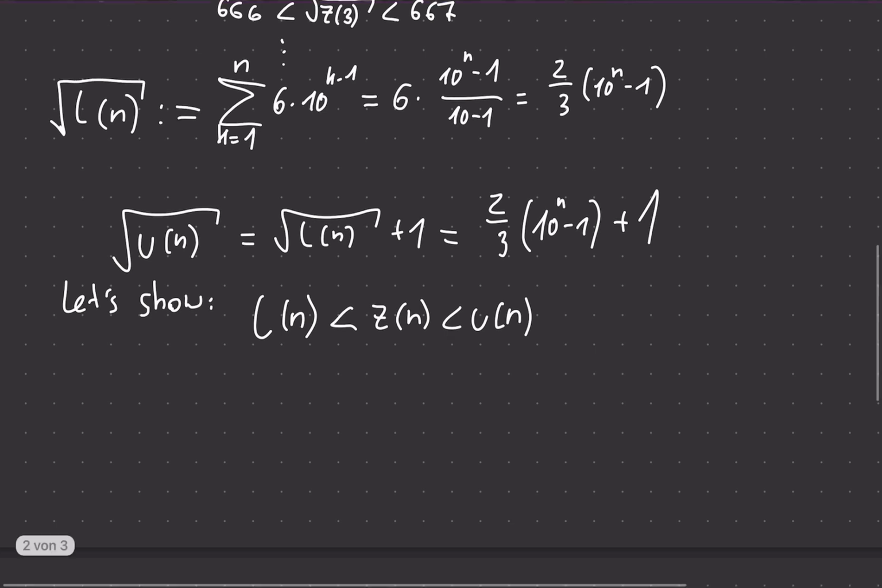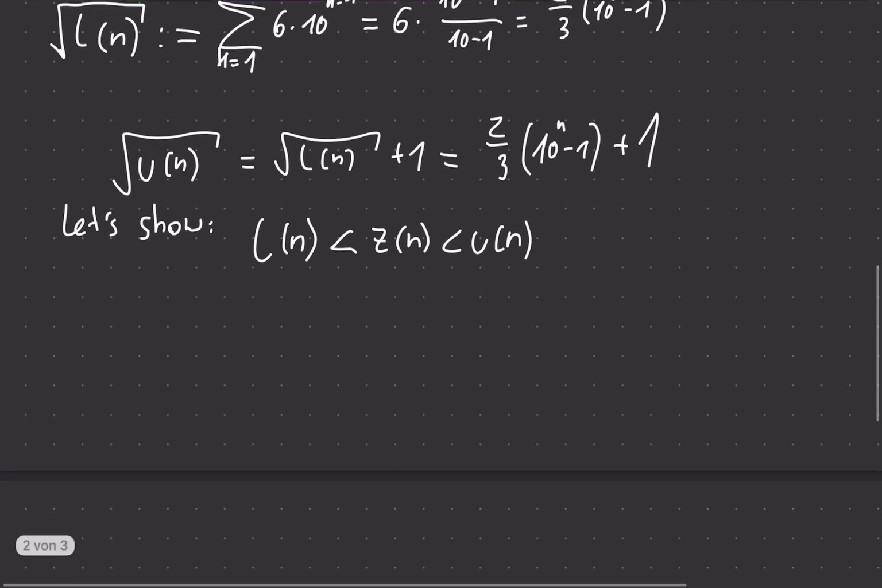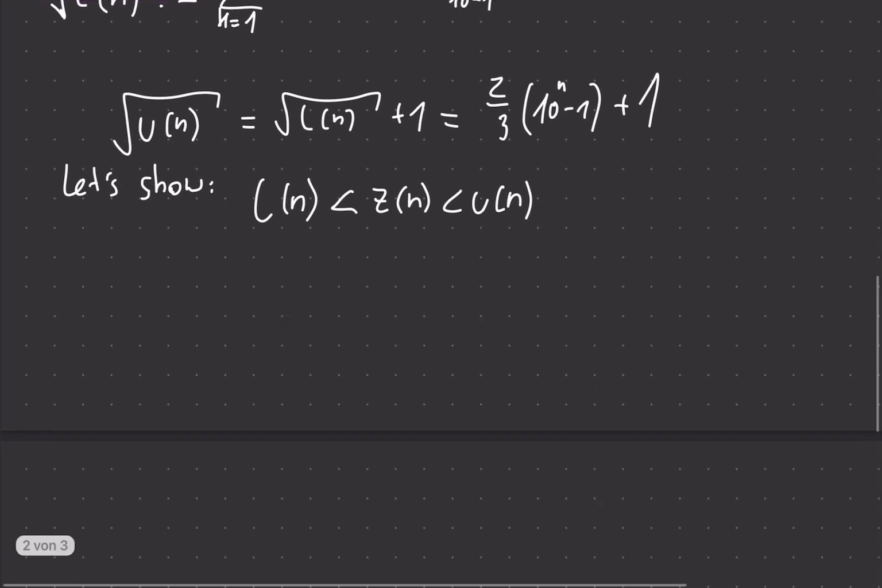So by that, we can show that z of n can never be a perfect square, as it is always in between two consecutive perfect squares. I'll say it again. We have the square root of L of n and square root of u of n being two consecutive natural numbers. Therefore, if we square these, we have that L of n and u of n are two consecutive perfect squares. And so if z of n is always in between them, it cannot be a perfect square. That will be a contradiction. Therefore, let's just plug the values in and see if this inequality is true.